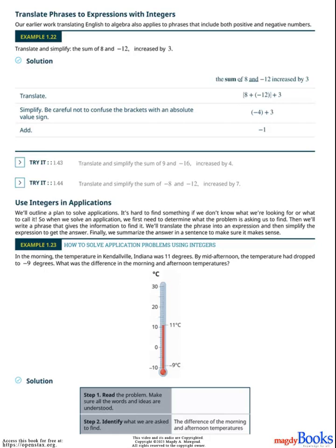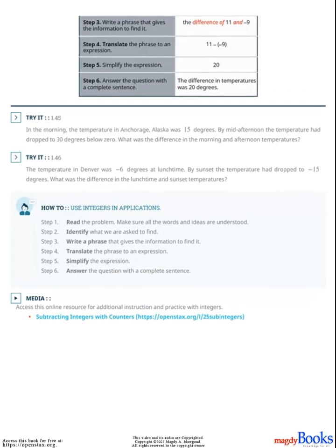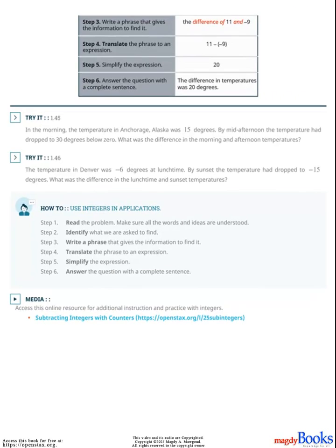Step 2. Identify what we are asked to find. The difference of the morning and afternoon temperatures. Step 3. Write a phrase that gives the information to find it. The difference of 11 and -9. Step 4. Translate the phrase to an expression. 11 minus (-9). Step 5. Simplify the expression. 20. Step 6. Answer the question with a complete sentence. The difference in temperatures was 20 degrees.